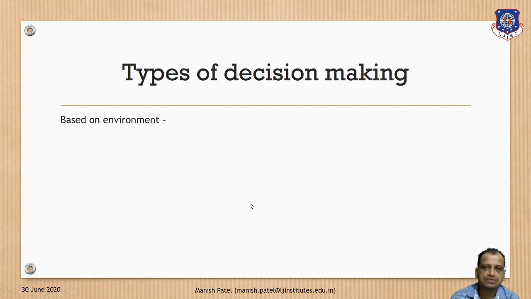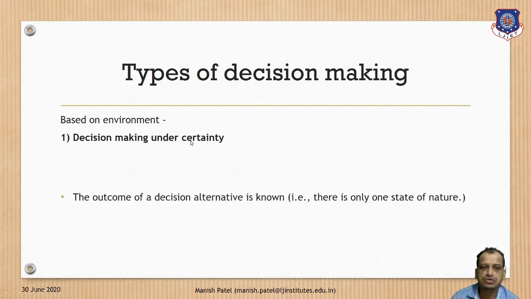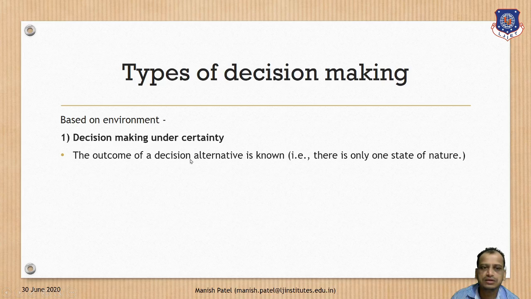Now, what are the types of decision making? Based on the environment, we already discussed this in game theory, if you remember, that it can be made under certainty. You know the decision alternative, and the outcome of the decision is known beforehand, and there is only one possible state of nature. That is, you are certain. Clear?